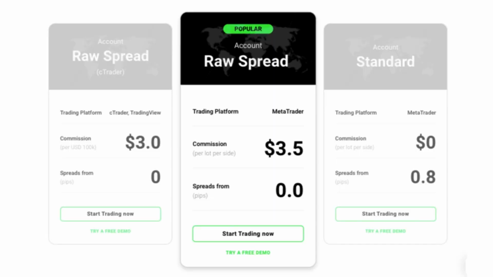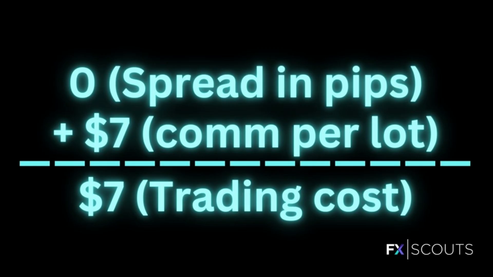And if you traded one lot on an account like IC Markets' raw spread account, the spread is 0 pips and the commission is $7 round turn. So you'd pay $7 to execute the trade.